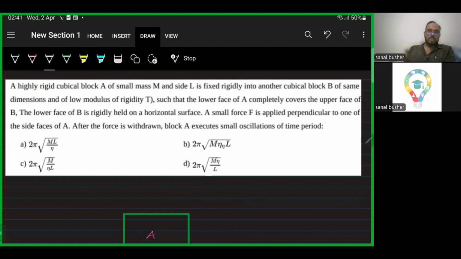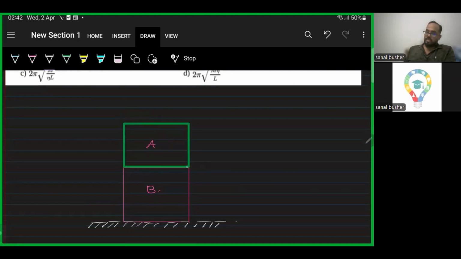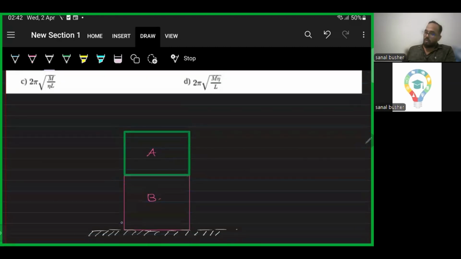Today we are going to solve this question. So you have two blocks, A and B. One has high rigidity and one has low rigidity. Both are cubical blocks. The arrangement is set up such that the lower face of A completely covers the upper face of B, and the lower face of B is rigidly held to the horizontal surface. This lower part of B is not allowed to move, it is fixed here.